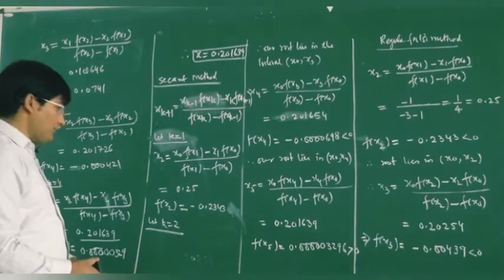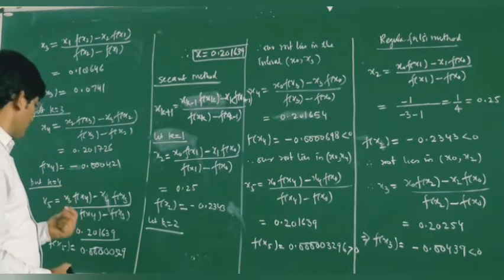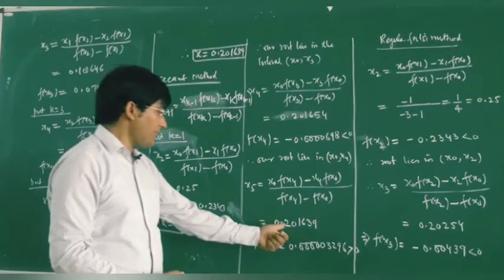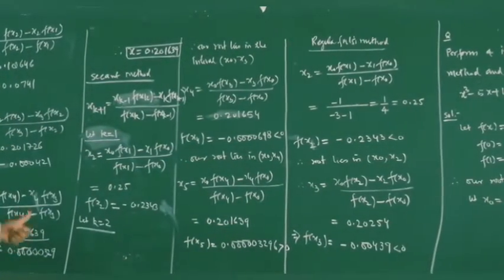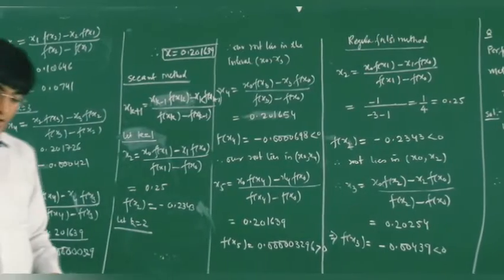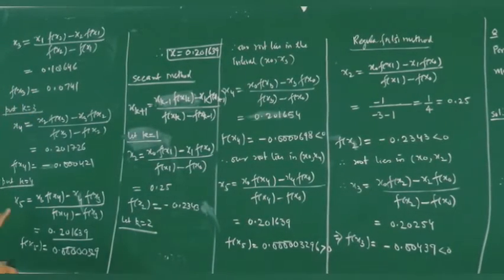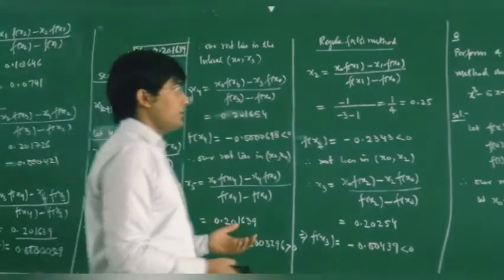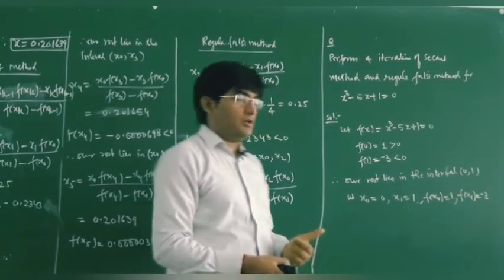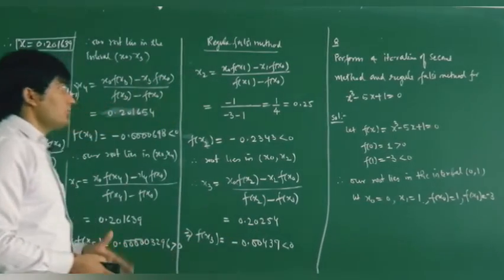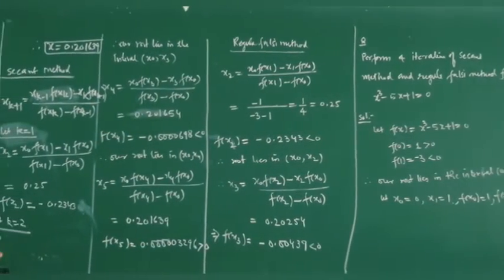Again, with the help of the Regula Falsi method, our root was 0.201639, and these two roots are correct. So here we have solved this particular question. We have evaluated the root of this particular question in the interval 0, 1 with the help of both the Regula Falsi and secant method.